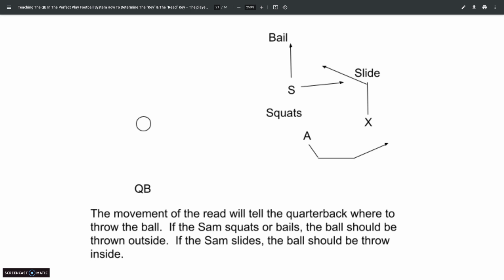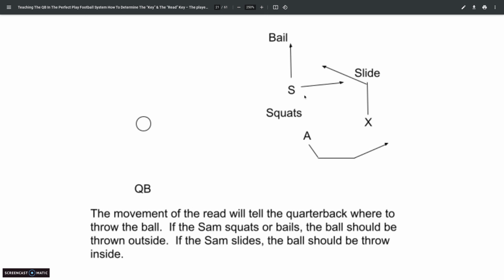So in this video, we have a drawing here today that we're going to talk about, reading the overhang or the Sam Linebacker. This is a Sam Linebacker. We have two receivers to the quarterback's right. The Sam, some people call this a nickel linebacker. Today, we're going to call him a Sam Linebacker.